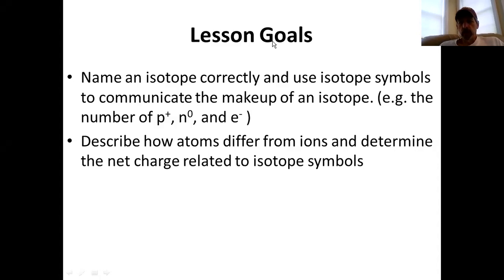Hey, welcome back to another lesson today about the atom and the structure of the atom. So we got some specific goals for today, and this is what they look like. Take a moment to read them.